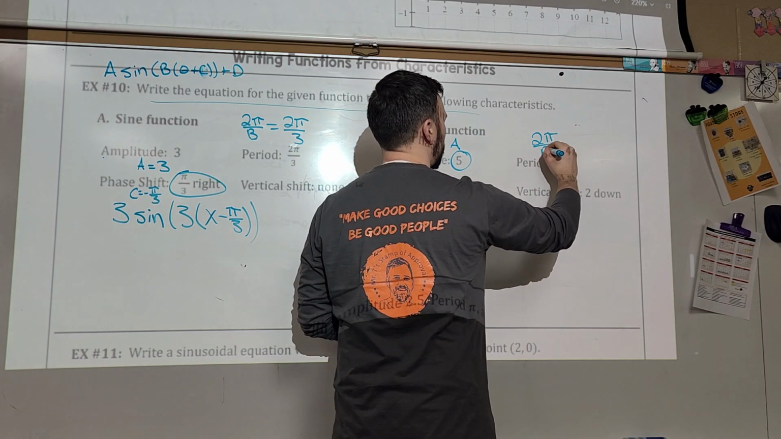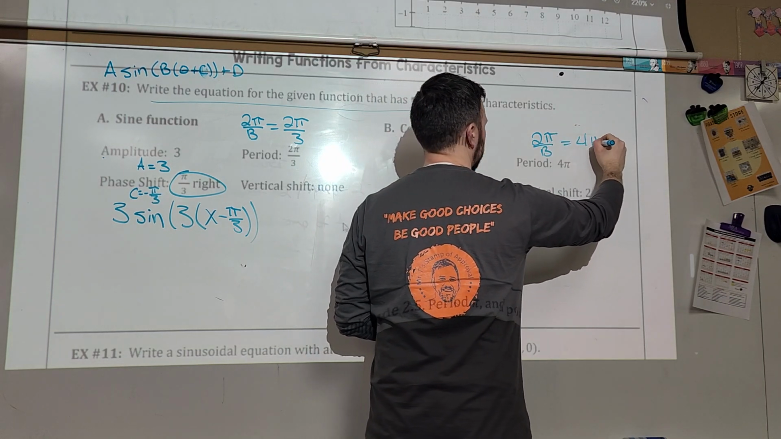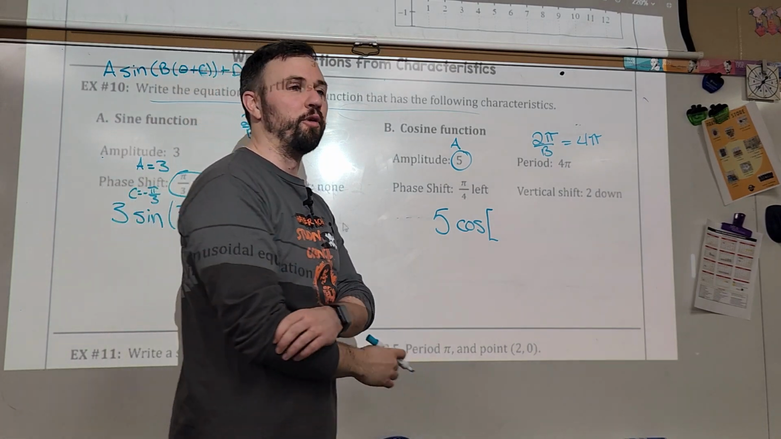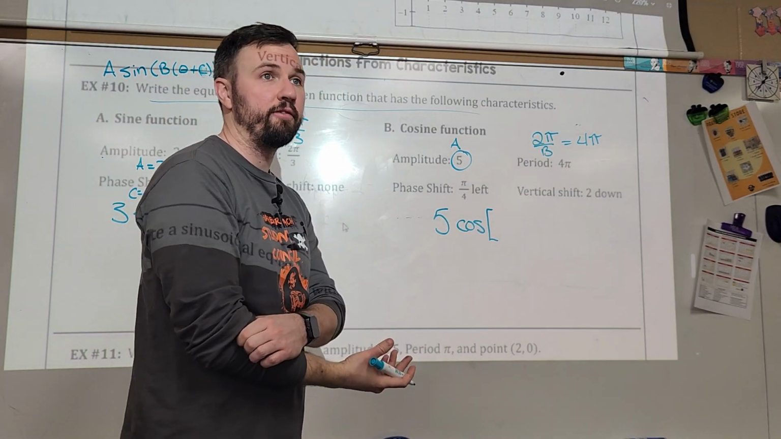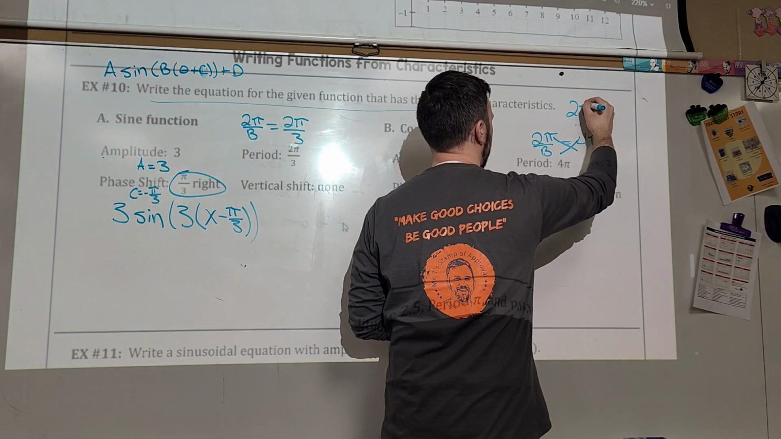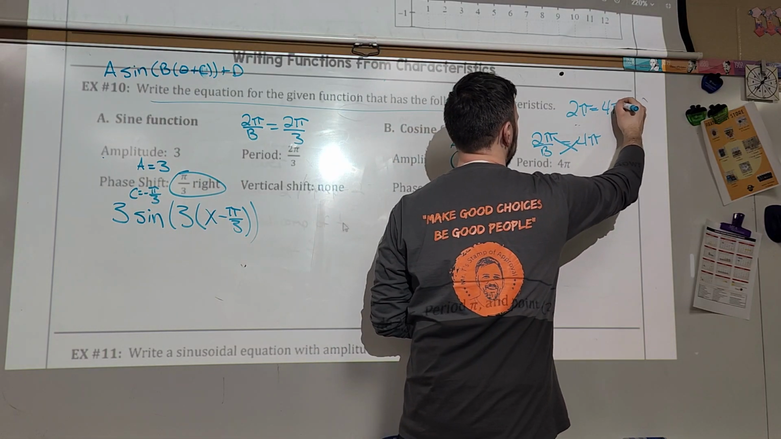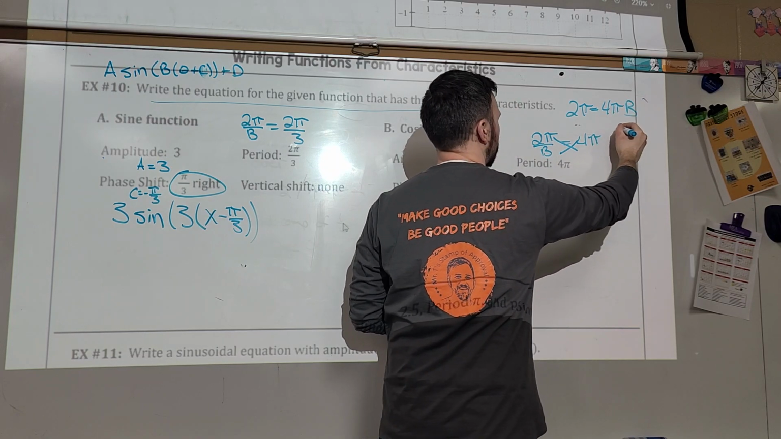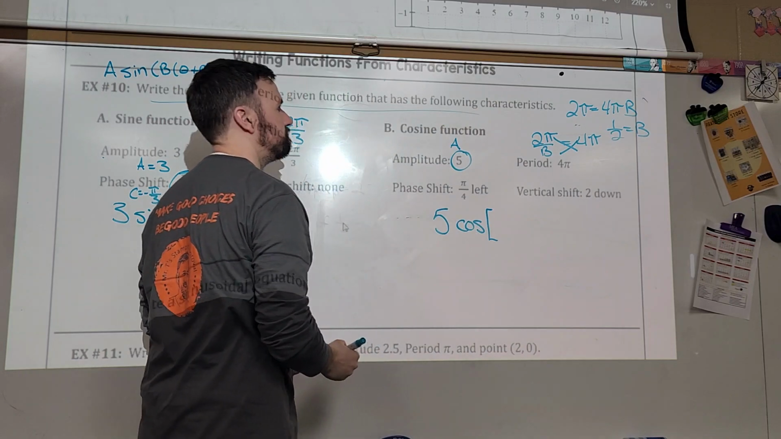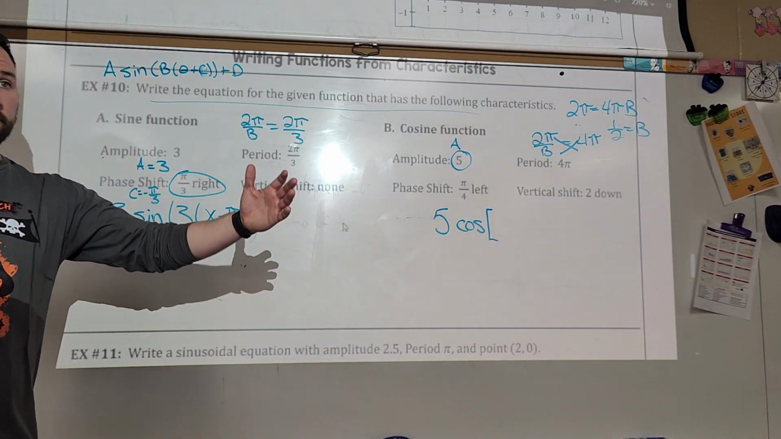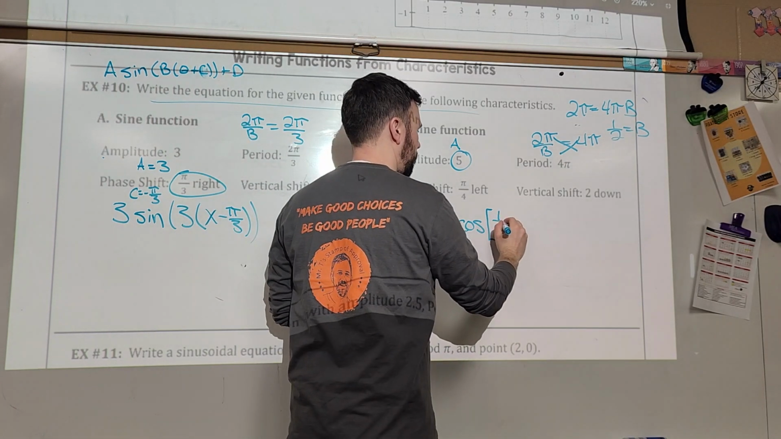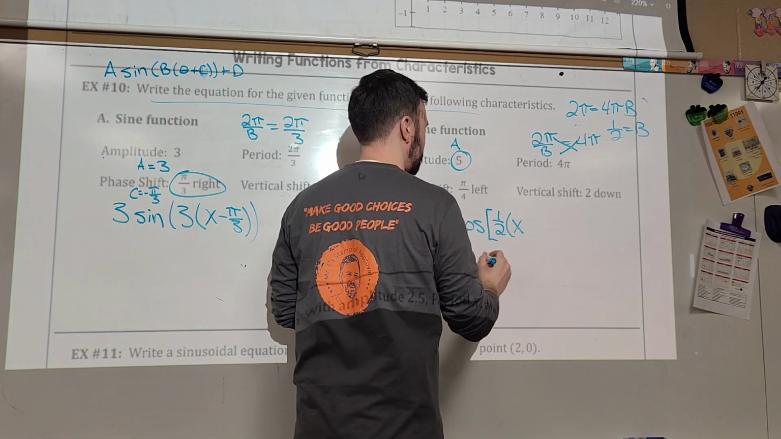So 2 pi over B equals 4 pi. It's going to be 1/2. If you see it, you don't have to solve it. If you don't see it, cross multiply, and you get 2 pi equals 4 pi B, so when you divide, you get 1/2 equals B. Which makes sense because it got bigger. It's a stretch, so it has to be a fraction. So I'm going to put a 1/2 x.